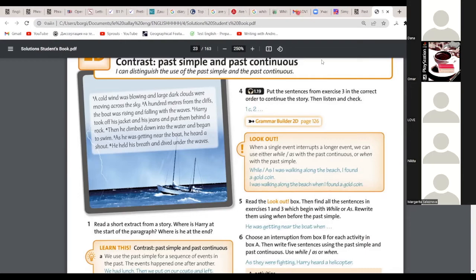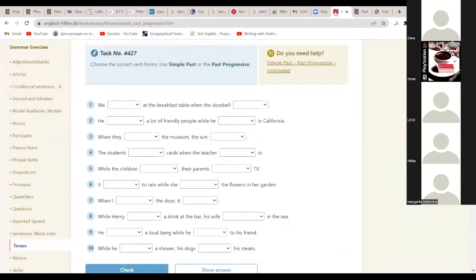Ну, давайте еще поделаем упражнение. Чисто механическое какое-то повторение этого правила. So, the first one. Давайте все вместе. Какой вариант? Sat was sitting or were sitting? Were sitting. We were sitting. Right. When the doorbell rang, rang. He met while he was working, was working. When they left, the sun was shining, right?